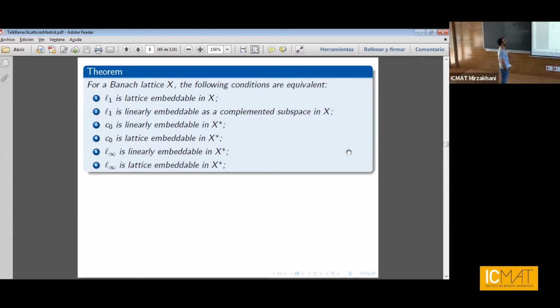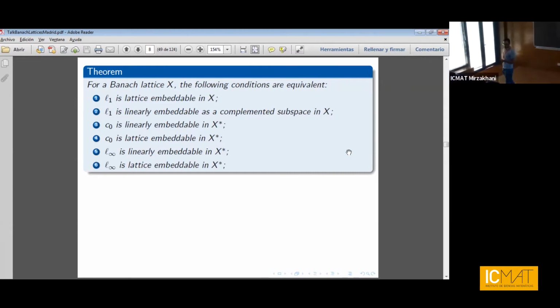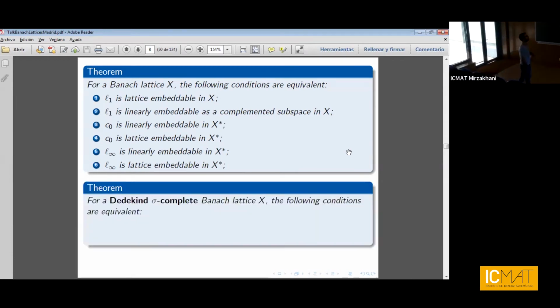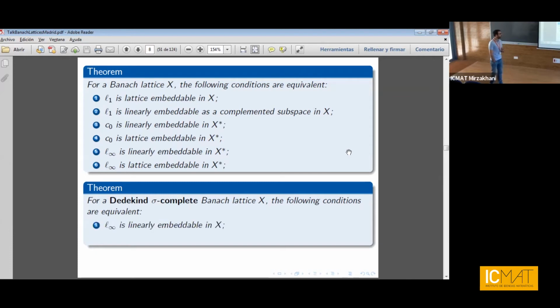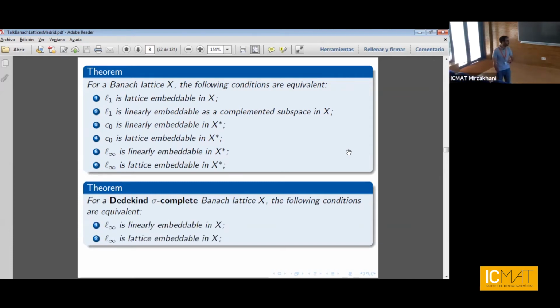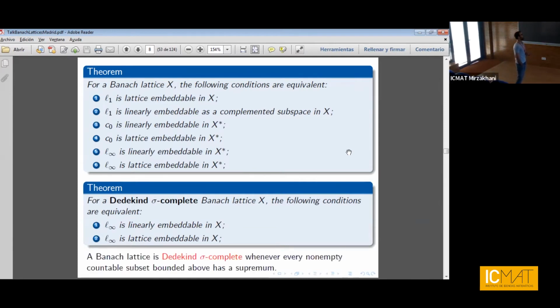Well, indeed, the fact that l-infinity is linearly embeddable into a dual Banach lattice if and only if it is lattice embeddable, this is a consequence of the following more general theorem, which states that for a sigma Dedekind complete Banach lattice, these two facts are equivalent. So if we can embed l-infinity as a subspace, we can also embed it as a sublattice. Okay, by sigma Dedekind complete, I mean a Banach lattice where every non-empty countable subset bounded above has a supremum.